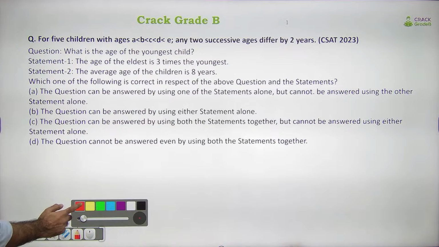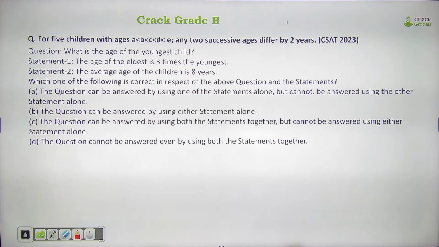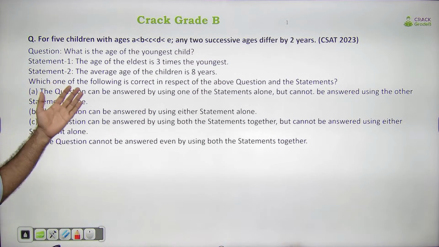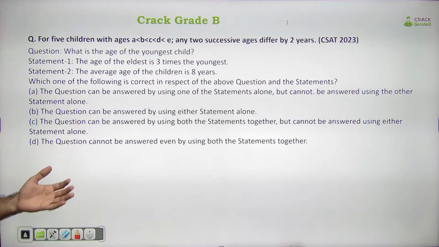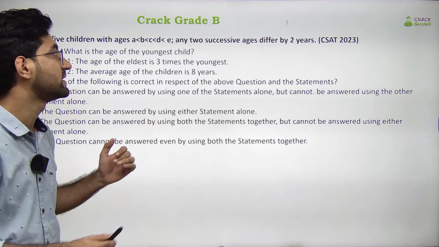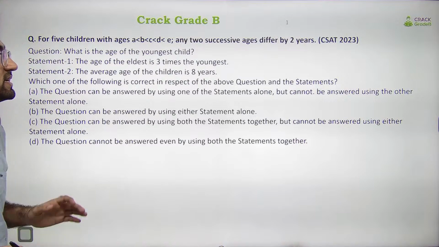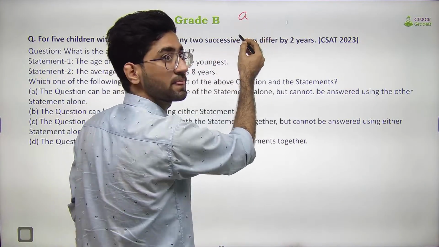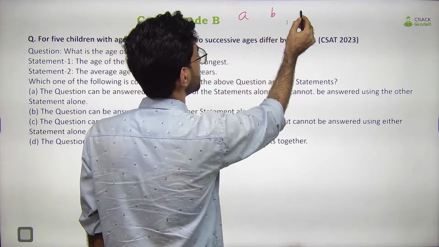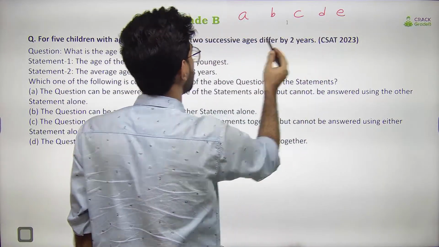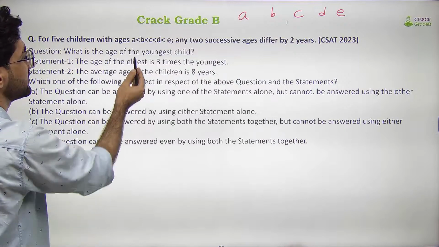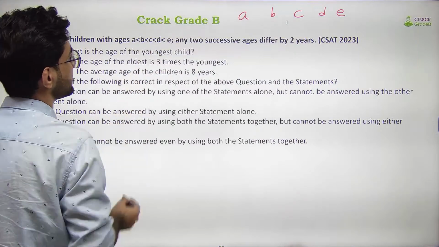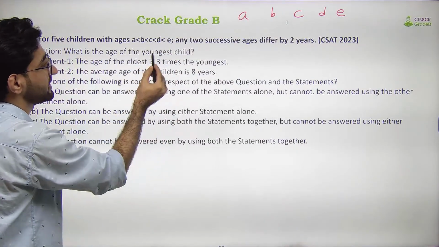Now let us solve another interesting data sufficiency question. The question says: for 5 children with ages A, B, C, D, E, any 2 successive ages differ by 2 years. So what does it mean? It means that A, B, C, D and E, and we know that B is greater than A, C is greater than B, D is greater than C and E is greater than D.